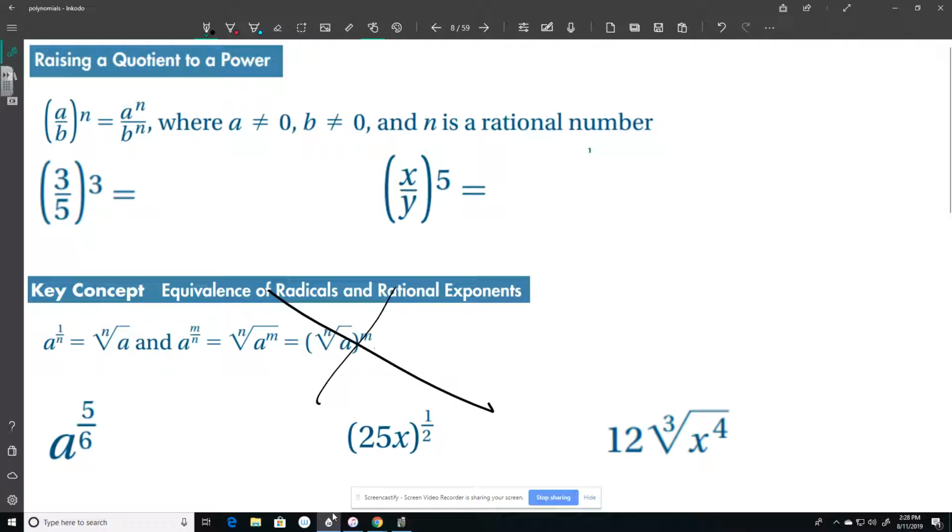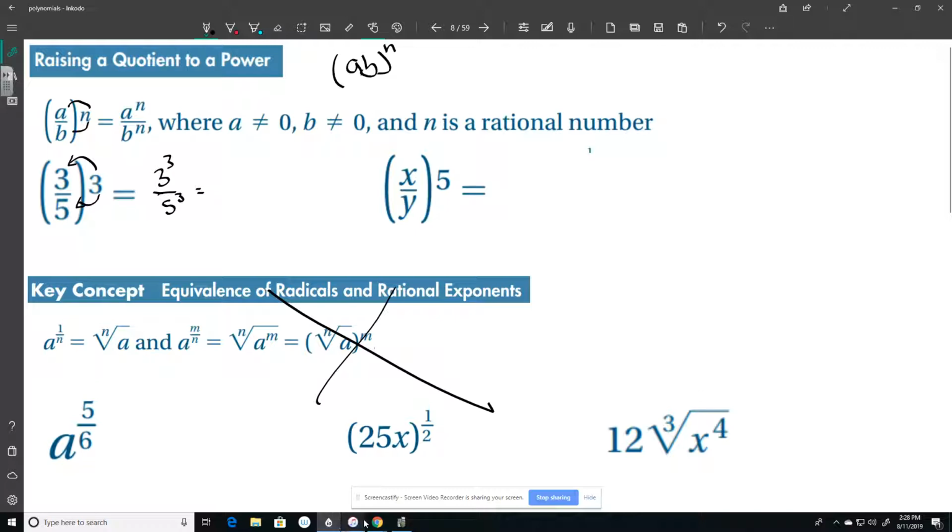But today, the last thing is raising a quotient to a power. So what if on the inside, instead of having ab raised to the n, 2 things being multiplied, what if I have 2 things being divided? Well, you do the same thing. That exponent is going to go to the a on top, and it's going to go to the b on the bottom, and it becomes a to the n over b to the n. So this 3 goes to the top, and it also goes to the bottom. So this becomes 3 cubed on top, and on the bottom becomes 5 cubed.